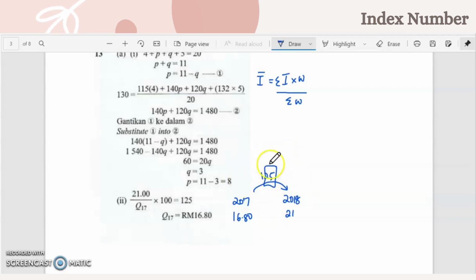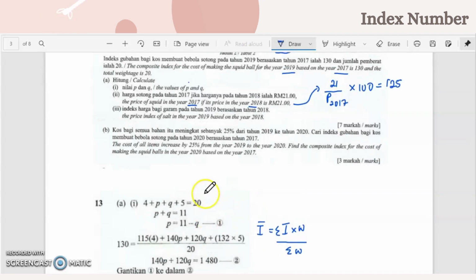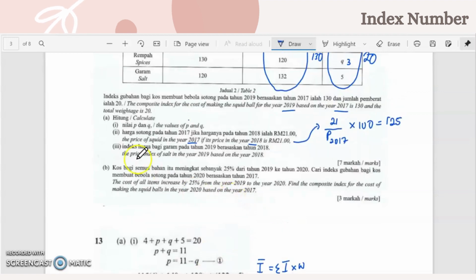Okay, so kalau price index less than 100, maknanya harga barang tu akan berkurang lah, akan decrease. Kalau dikurang daripada 100% lah. Okay, sebenarnya dia lebih kurang pada percentage. Soalan index number ni, dia ada kaitan dengan percentage.